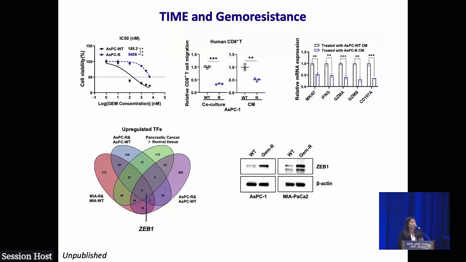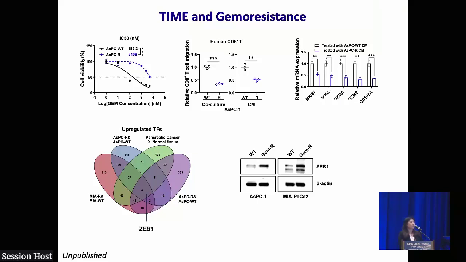So first, we established the gemcitabine resistant cell lines by continually treating the cancer cells with gemcitabine. And we found in the resistant cell lines a much higher IC50 of gemcitabine. As well, we investigated the function of the resistant cells on the CD8 T cell. We found the resistant cells can decrease CD8 T cell function by inhibiting the recruitment of CD8 T cells and inactivating CD8 T cells, inhibiting the activation marker of CD8 T cell.